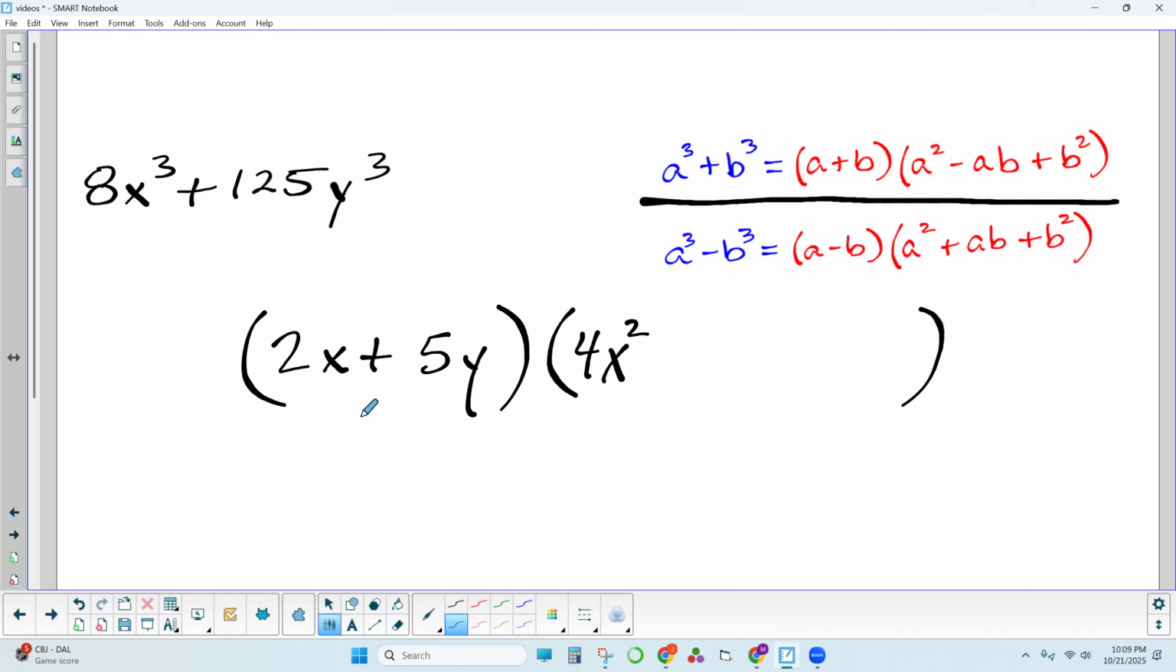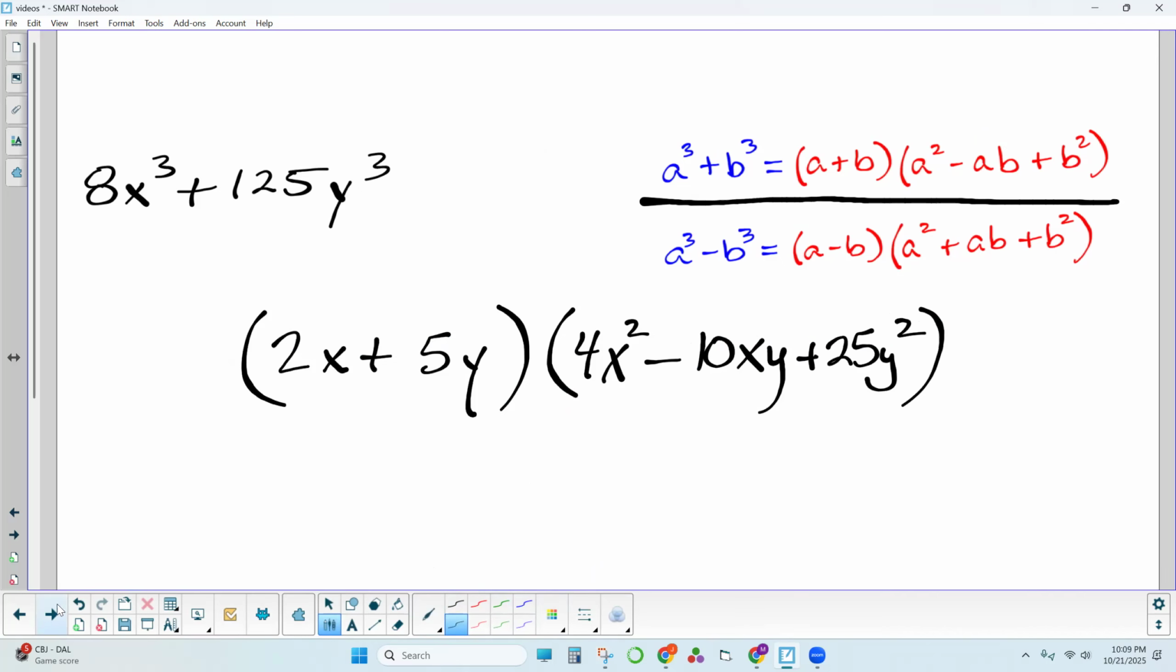Now remember, this is the sum, so after we square a, we subtract the product of ab. Subtract the product, 10xy. And then lastly, we're going to add b squared. So that's going to be 25y squared. And there's our factored form.